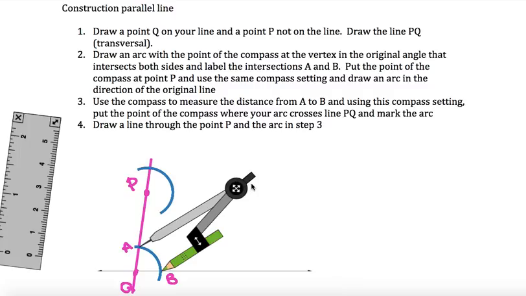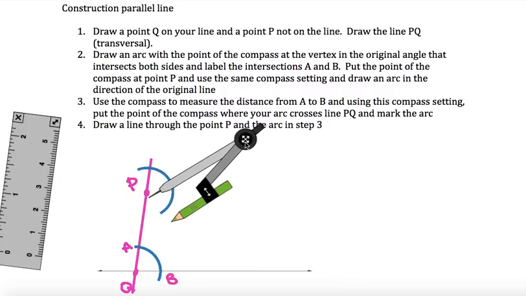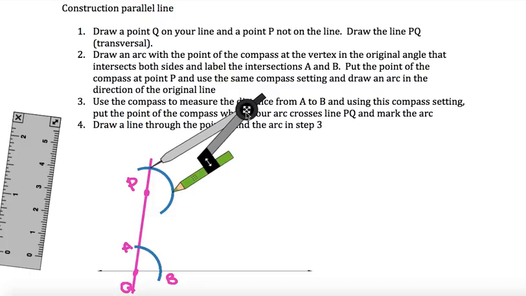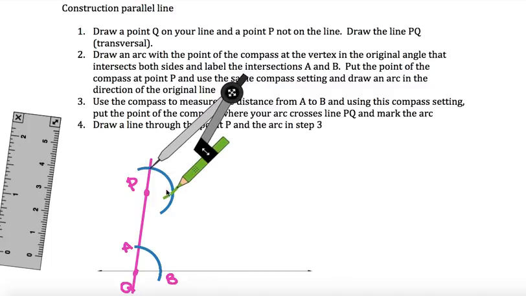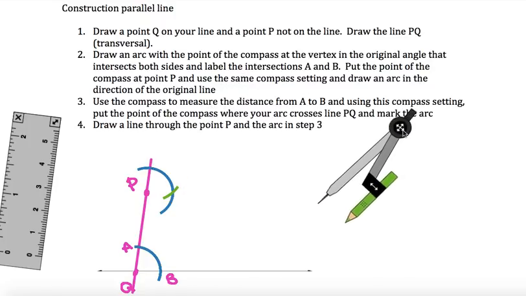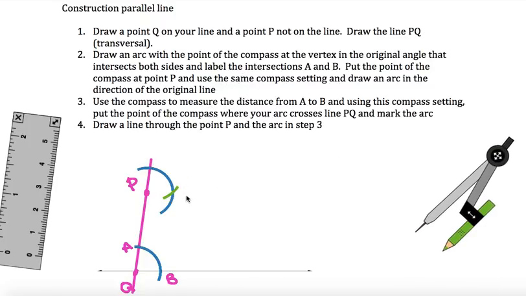Once I have that compass setting that tells me this length here, or this arc measure, I'm going to move the point of the compass to where it crosses the transversal up here so that I can create this at point P. So I have it measured, and I just want to create another arc here so that my measurement arc crosses my first arc that I made. So now that I have this arc intersection, this tells me that this is the same length as this angle, so that I can have an equal angle.